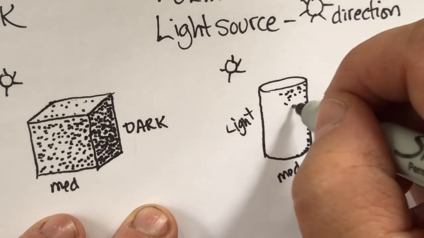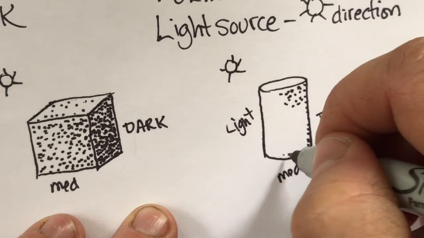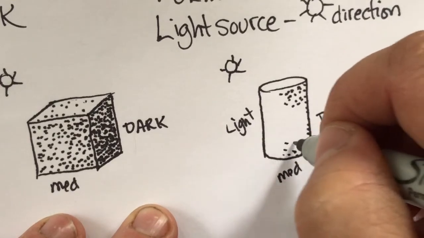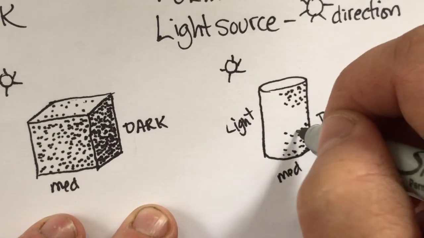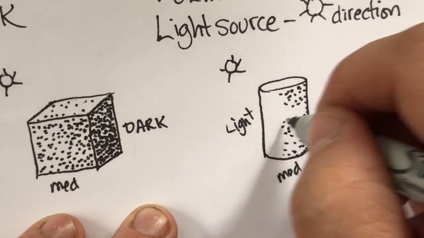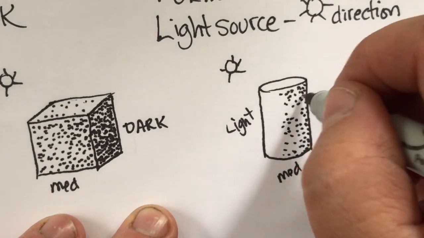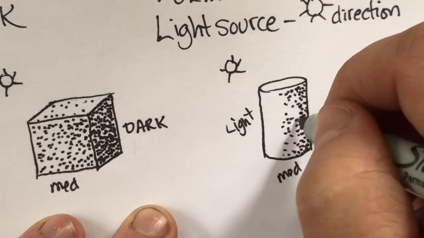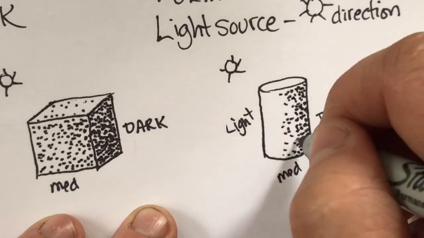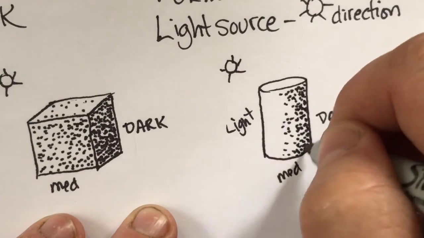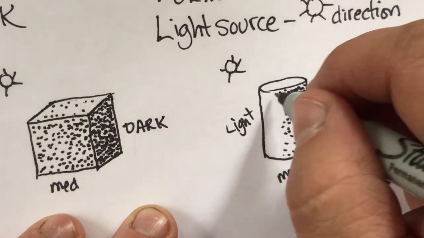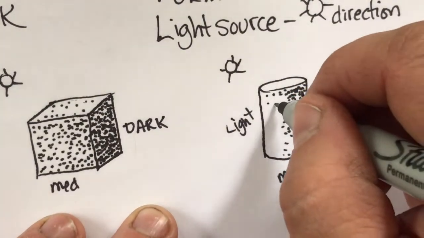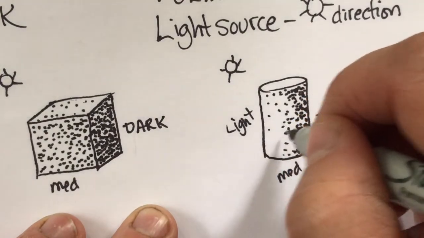When we are shading, we don't want to just go straight across. We want to kind of curve it a little. And we know that we want the darkest along the edge here. So take a minute and use your pen and try to make a nice stippled cylinder.